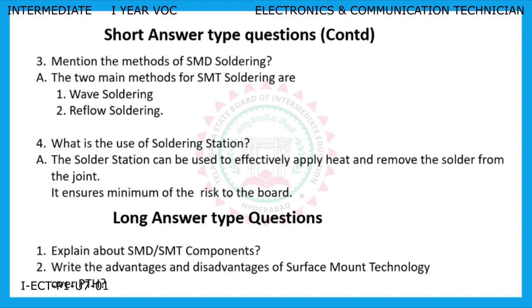Short answer type questions continued. Third one, mention the methods of assembly soldering. The two main methods of assembly soldering are, first one, wave soldering, second one, reflow soldering. Fourth question, what is the use of soldering station? The solder station can be used to effectively apply heat and remove the solder from the joint. It ensures minimum risk to the board.